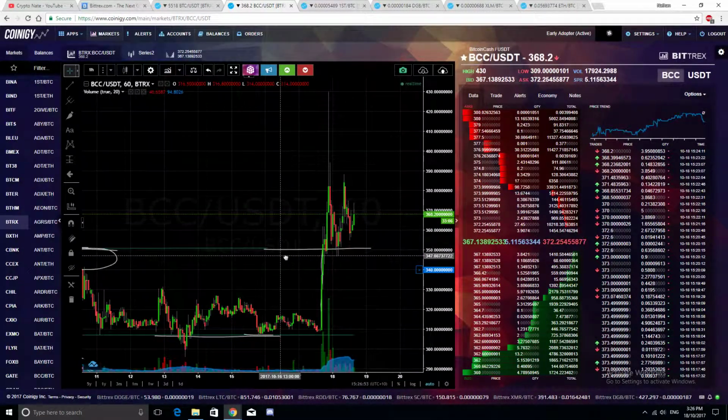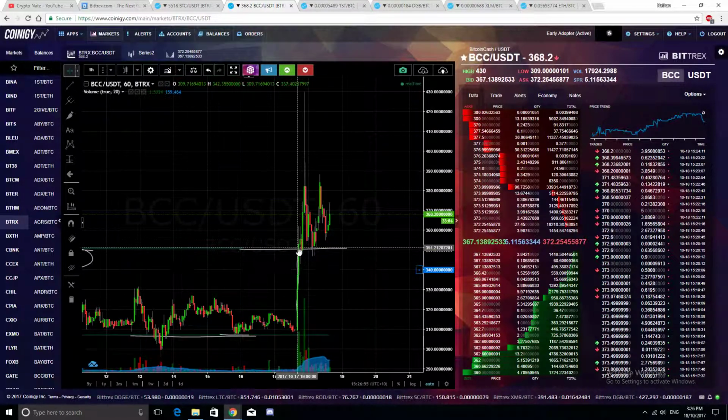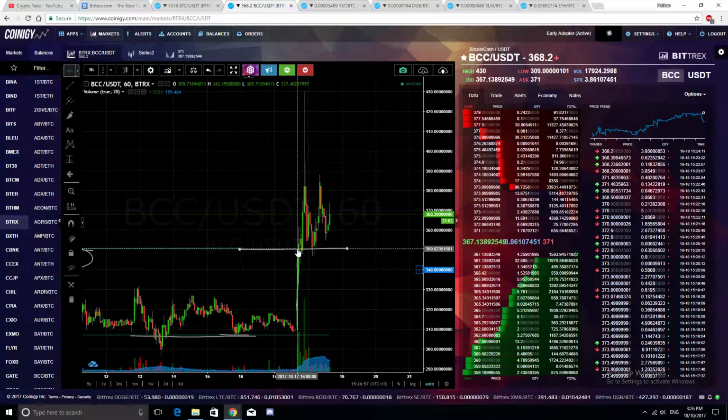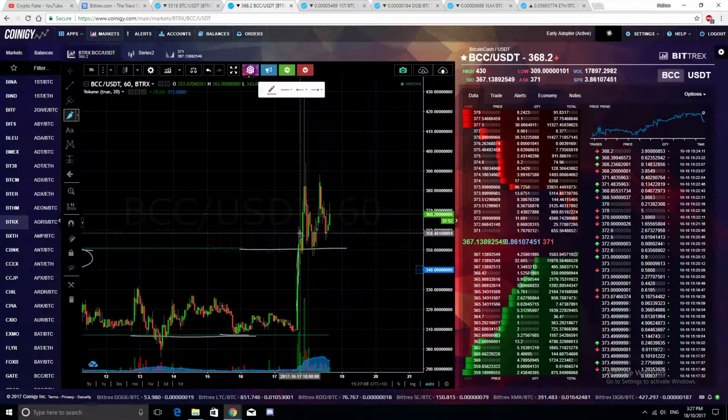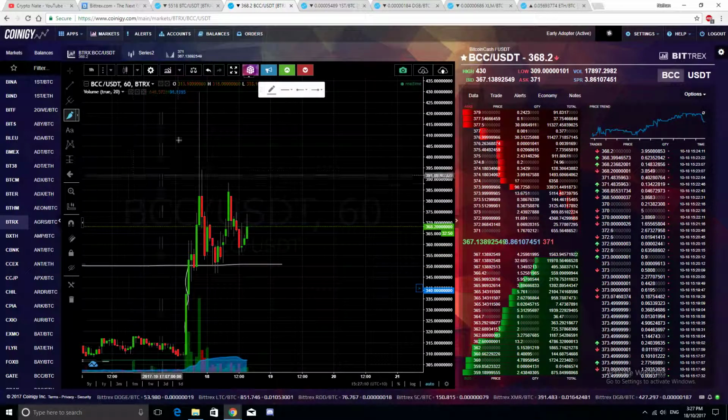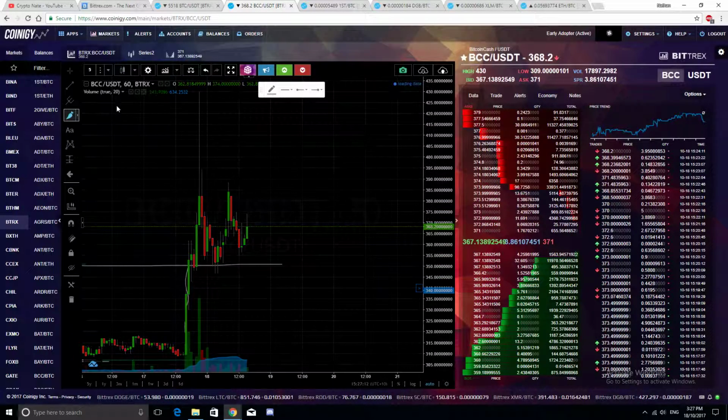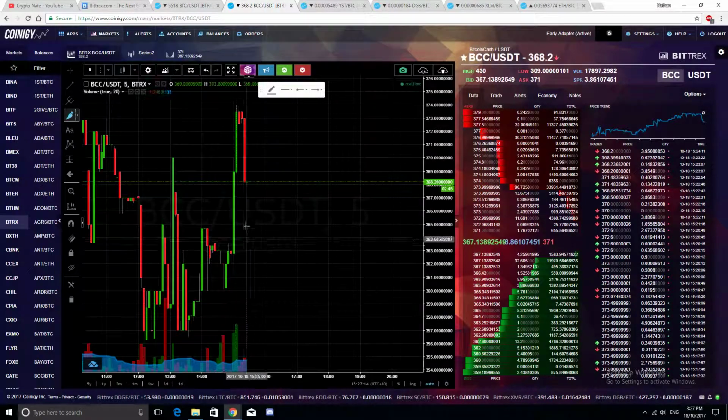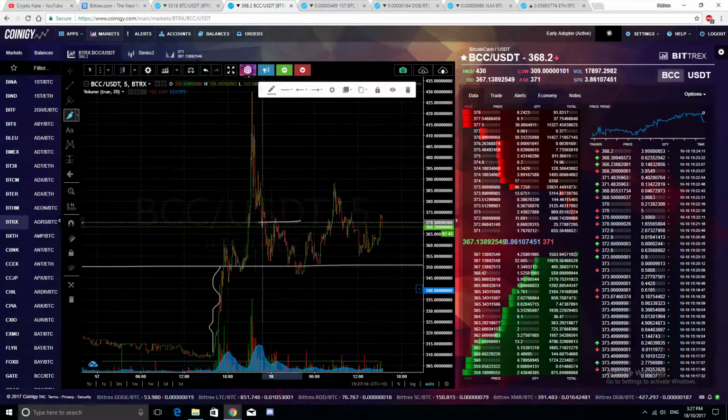So yeah, as you can see here, it cracked through this resistance point right there. This was today, or late yesterday actually, and it cracked through that resistance point right there. A lot of buyers got involved, and then what happened is, and this is where you can look at your intraday trading, so this is within 24 hours, we'll look at what's happened within that 24 hours.